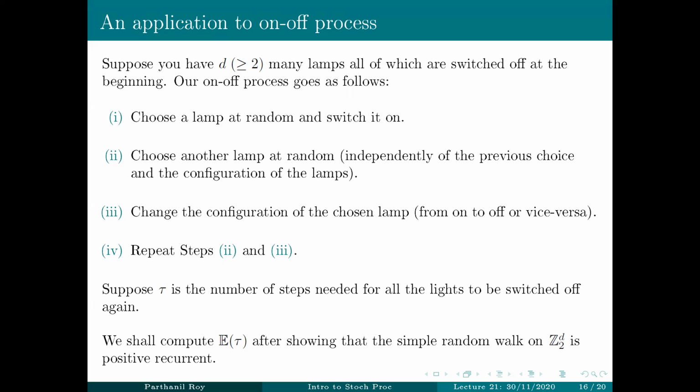We'll solve this in detail, but just one gap is there. We have to just show that this simple random walk on Z2 power D is positive recurrent. Once we show that, we'll be able to compute the expected return time to the initial state, the expected value of tau, that is. So this shows that the stationary distribution is helpful also in the computation of expected return time, as long as the Markov chain is irreducible and positive recurrent. And one of the ways to achieve it would be through reversibility, which helps in finding a stationary distribution.